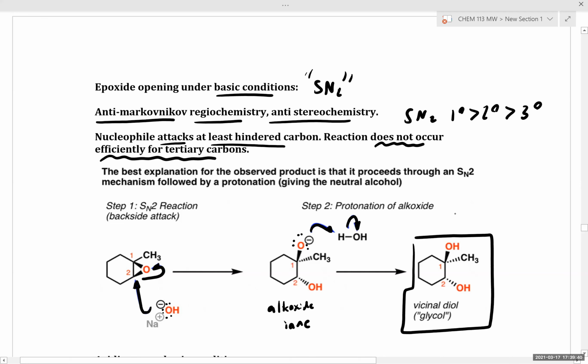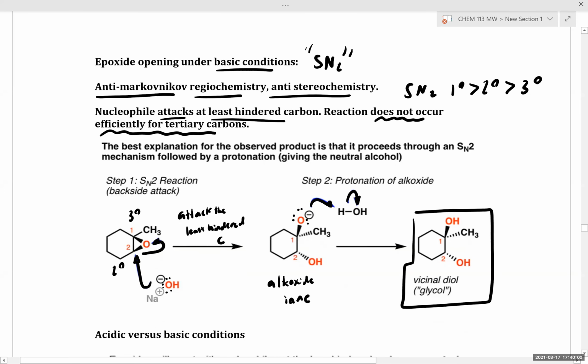Does this mechanism make sense to everyone? So in this case, when we have a choice between a tertiary and a secondary site, we attack the least hindered site or least hindered carbon. Does this mechanism make sense to everyone so far? Is everyone comfortable with this mechanism proposed so far?